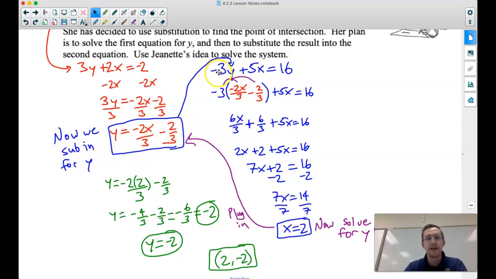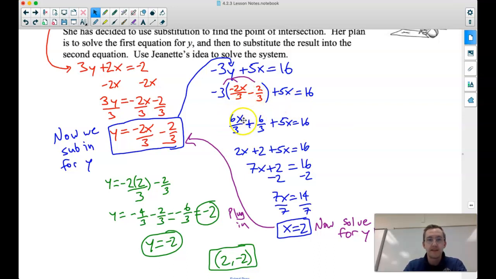Again, our second equation is minus 3y plus 5x is equal to 16. So when we plug our value for y into our second equation in blue, we would get negative 3 times negative 2x over 3 minus 2 over 3, that whole quantity, and then we're adding 5x to it. That's still all equal to 16. A lot of stuff happening here, a lot of fractions. So hopefully whenever we see a number outside of a set of parentheses, our first instinct is to distribute that number along with its sign into both terms inside of those parentheses.